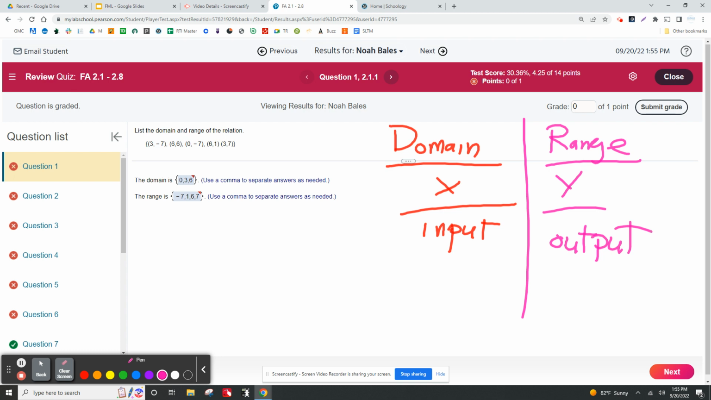So all this is asking for is what are the x values? They're 3, 6, and 0. They just didn't write those twice because they're repeats. And then what's the range? 7, 6, -7, and 1. They didn't, but if you would have written them twice, I wouldn't have cared.